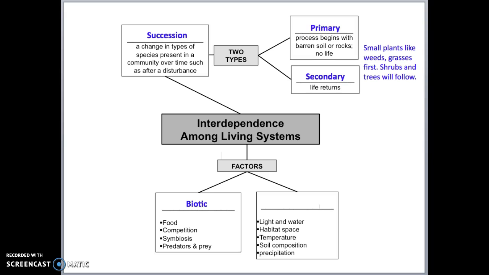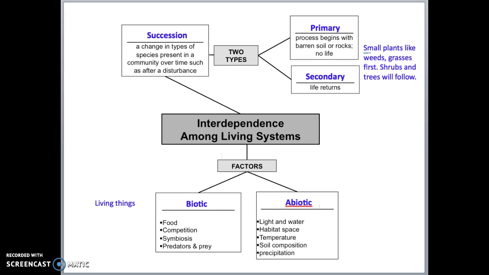So we have different factors of competition during interdependence among living systems. The first we have is biotic. And remember that biotic refers to living things. Some examples of biotic factors include food, competition. They may be competing for a mate or competing for food sources or shelter. Symbiosis, these are our relationships like parasitism, commensalism, and mutualism that we reviewed this week in class. And then we have predators and prey.